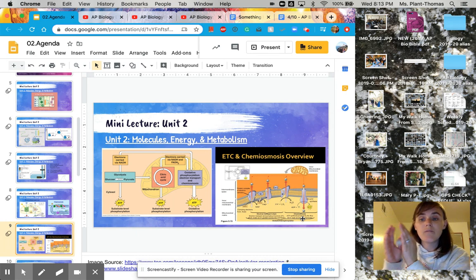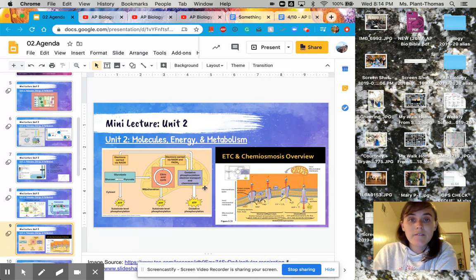And so it is the imbalance of protons on one side versus the other that actually generates the power to make ATP. And so that happens again at the end of cellular respiration, because it's at the end of cellular respiration that ATP is formed. The goal of cellular respiration is to make ATP. So in summary, cellular respiration is the process of taking glucose in and using that to make a whole bunch of ATP.